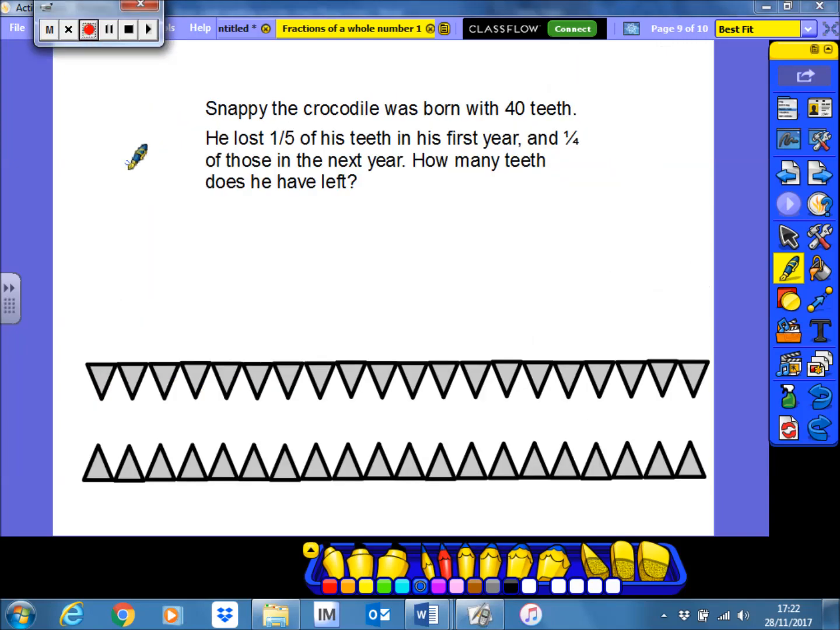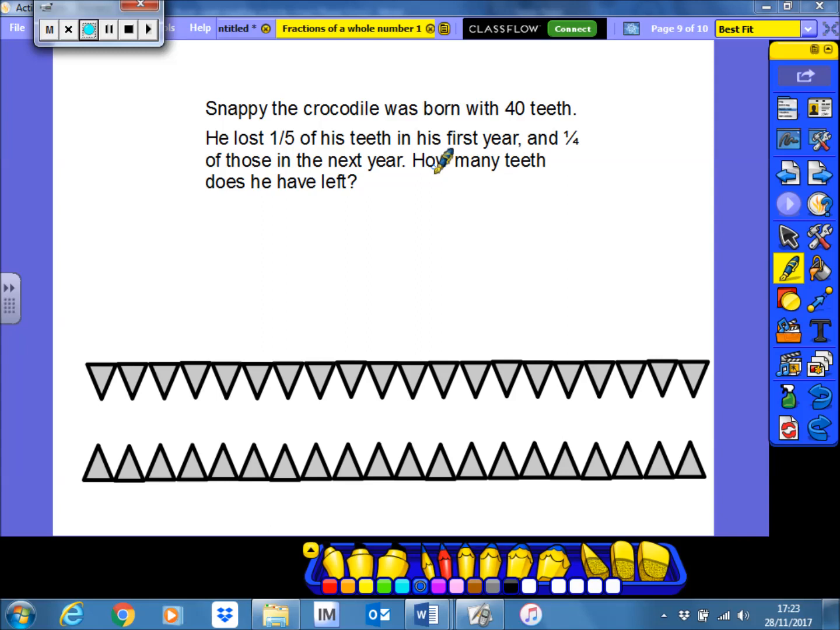Here's a final example. So, Snappy the crocodile was born with 40 teeth. And we've got his 40 teeth down here. He lost a fifth of his teeth in his first year. And then a quarter in the next year. How many teeth did he have left? So again, we're going to have to do this problem in stages.